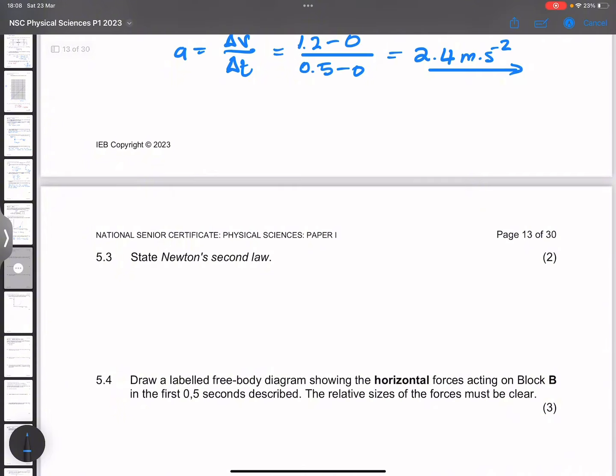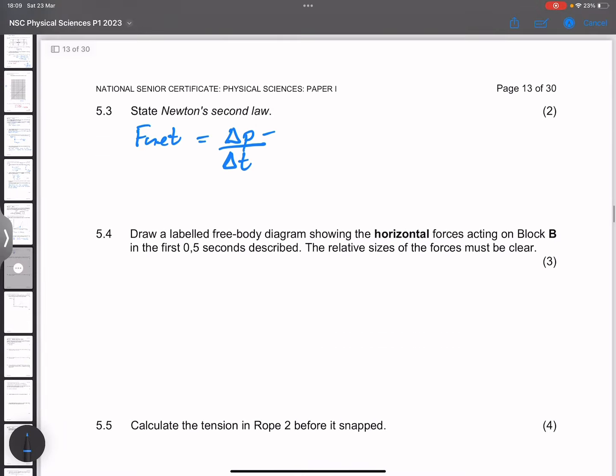Now they say state Newton's second law. Remember, we say that if a resultant force acts on a body, the body will accelerate in the direction of the resultant force. And that acceleration is directly proportional to the net force and inversely proportional to the mass of the object. Otherwise, ladies and gents, you can always state that the net force is equal to the rate of change of a body's momentum. That's another way of saying it in a shorter way.